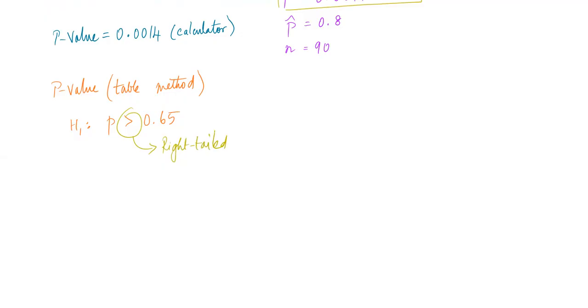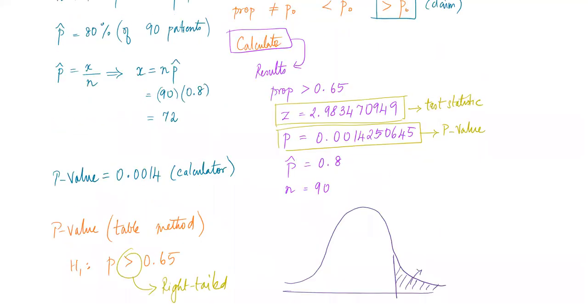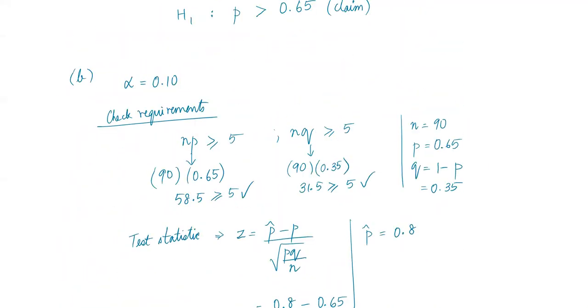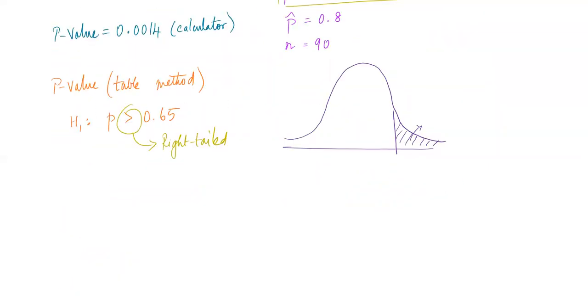So all of it lies on the right tail. When I say all of it, I mean your alpha lies on the right tail. I forgot what alpha was. It was 0.1. So all of 0.1 lies on the right tail. That means 10% is on the right tail. The rest on the left would be the 90%.